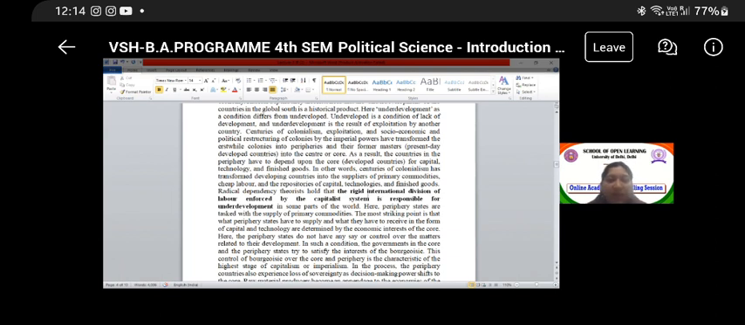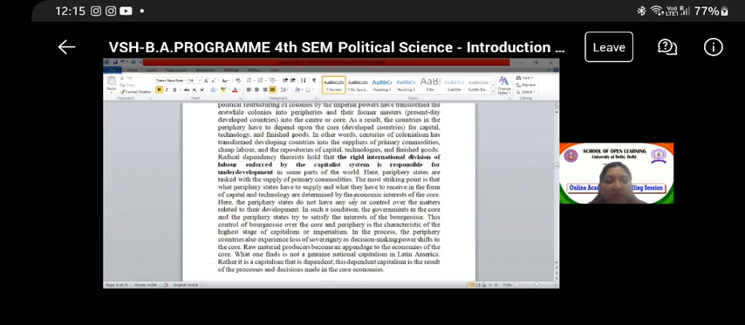As a result, the countries in the periphery have to depend on the core for capital, for technology, and also for the finished goods. In other words, centuries of colonialism have transformed developing countries into the suppliers of primary commodities and cheap labor, and the recipients of capital, technologies, and finished goods. All right. Radical dependency theorists hold that the rigid international division of labor enforced by the capitalist system is responsible for this underdevelopment in some parts of the world.